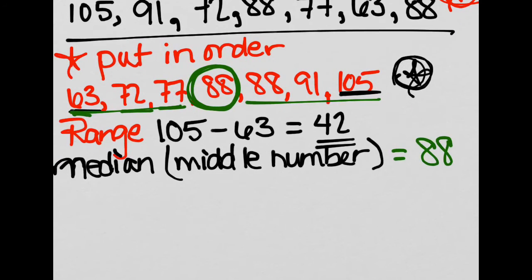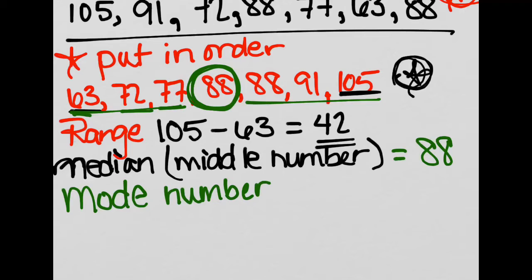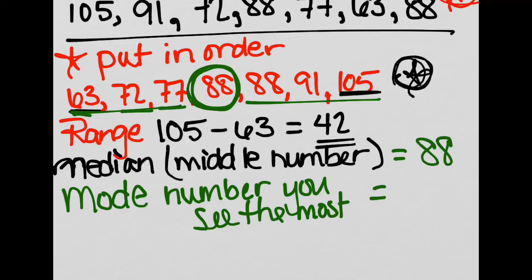In the same way, my mode is going to be the number that occurs the most. So the number you see the most. In this case, I only have one number that occurs more than once, and that's also 88.